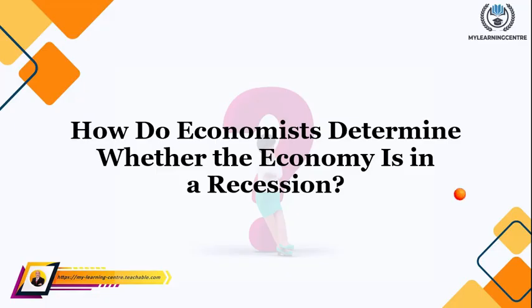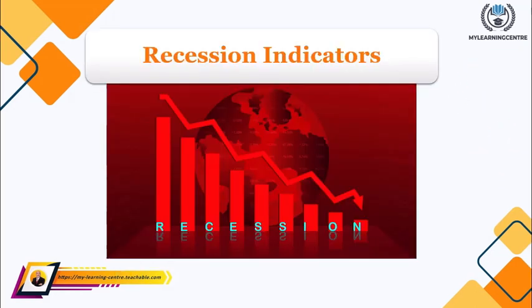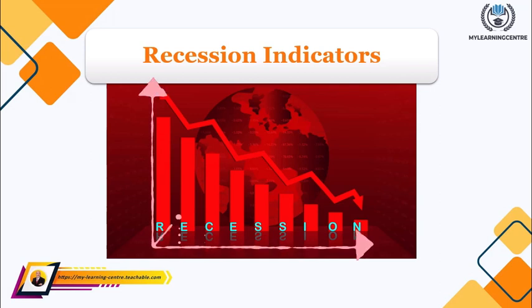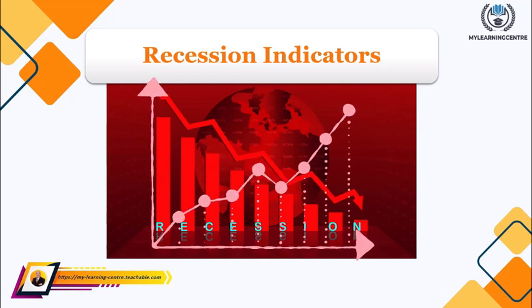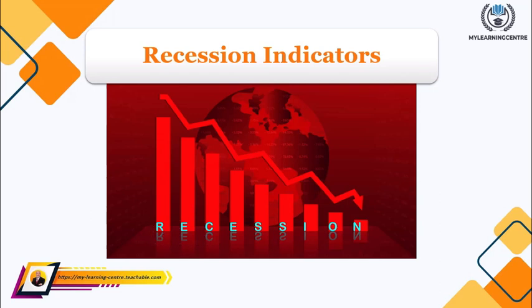Let's dive in. So here is the question. How do economists determine whether the economy is in a recession? Let's look at it. Recession indicators. It has become commonly accepted that a recession is defined as 2 consecutive quarters of negative real GDP growth. This should be cautiously viewed as an informal and imperfect guideline for investors.